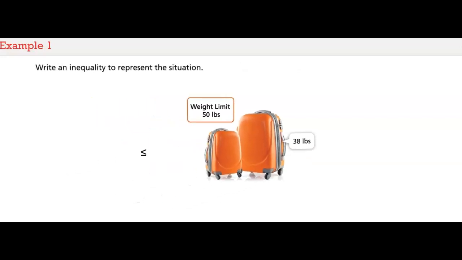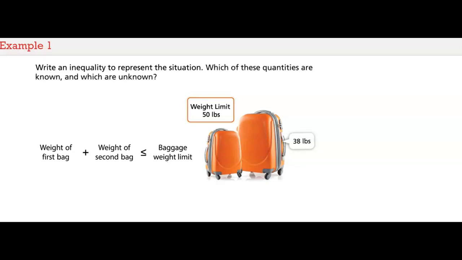Write an inequality to represent the situation. The weight of the first bag plus the weight of the second bag is less than or equal to the baggage weight limit. Which of these quantities are known and which are unknown?